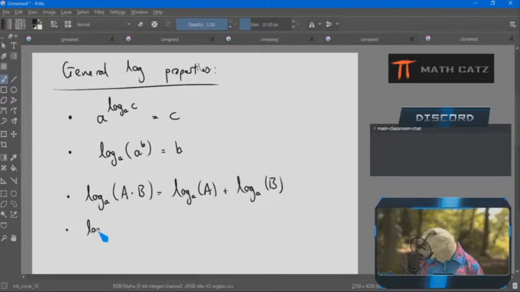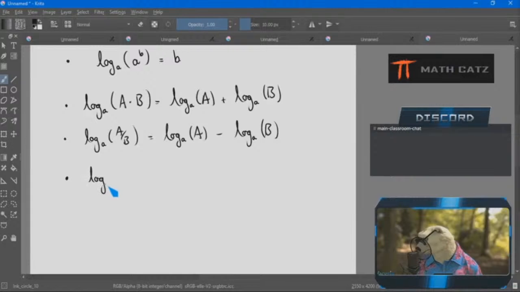You have the log base a of the quotient. I am almost done. Just want to finish here. It is the difference of the individual logs. Then I have the power property, the exponent moving property. Call it whatever you want. I don't know if it has a name. That would work for any other base as well.